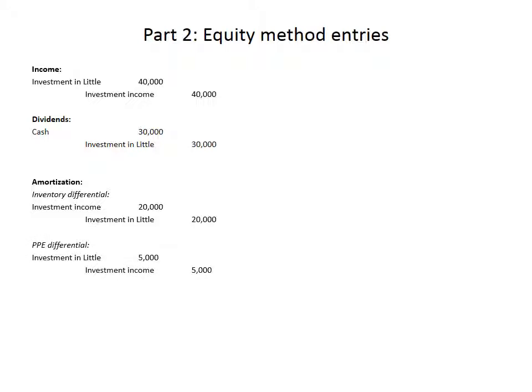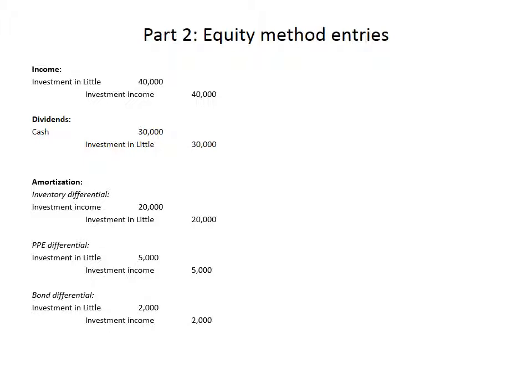Similarly, the property, plant, and equipment differential, again, it was a $50,000 differential for assets with a 10-year life. Their property, plant, and equipment was overvalued by $50,000. That means that their depreciation expense was overstated, which means their income was understated. Since they understated their income, we understated our investment income. So what we're doing here is we're going to go ahead and credit investment income for $5,000 to fix, in essence, the reported income of Little.